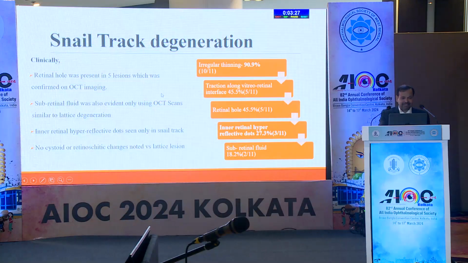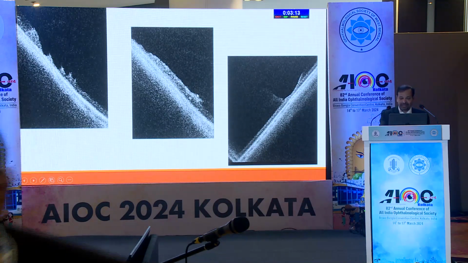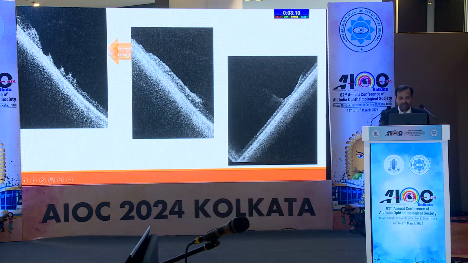Similarly, in snail track degeneration, which is very similar to lattice degeneration, but we did categorize them as a separate category in this study. You can see there is irregular thinning. Sometimes we could see hyperreflectivity of the inner retinal layers, and again traction along the edges.